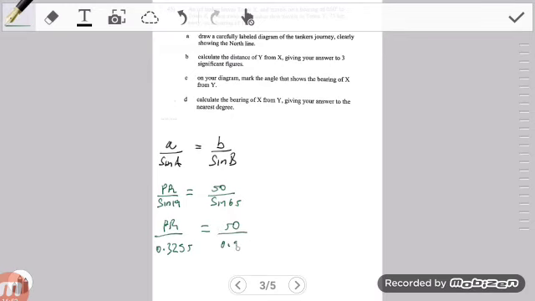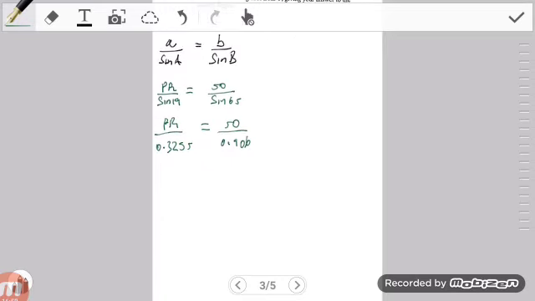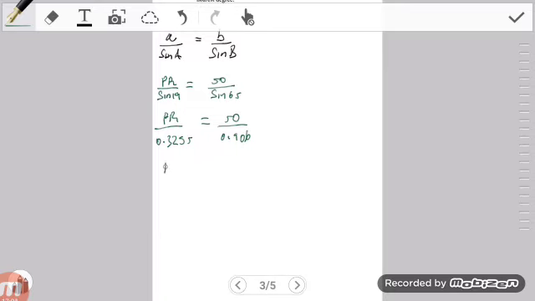55.187. And if we cross multiply, PR is going to be equal to 55.187 multiplied by 0.3255. PR is equal to 17.96 kilometers. All right, that is basically how we got that answer.